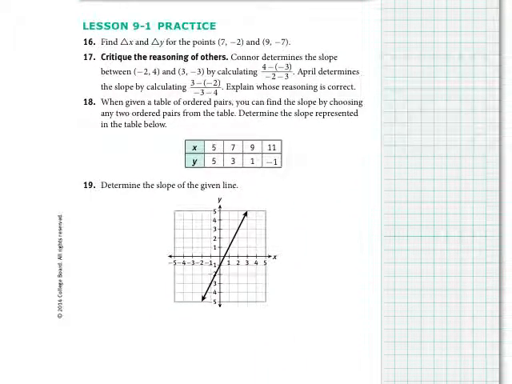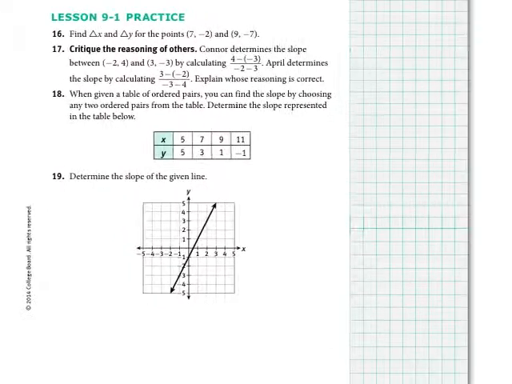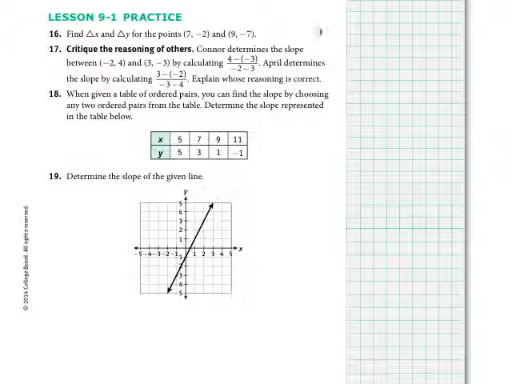Okay. All right, so 16 wants me to find the change in x and change in y. I'm going to take it a step further and just find slope. One thing you need to realize is you need to start associating the letter M with slope. M always represents slope.